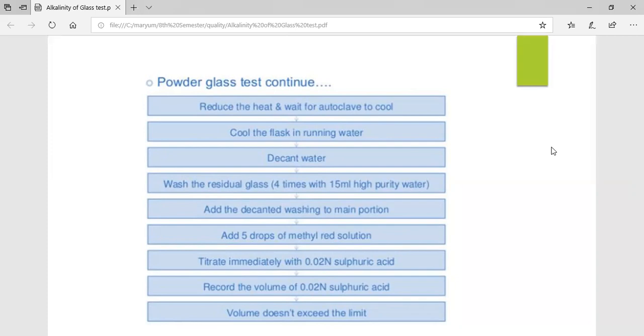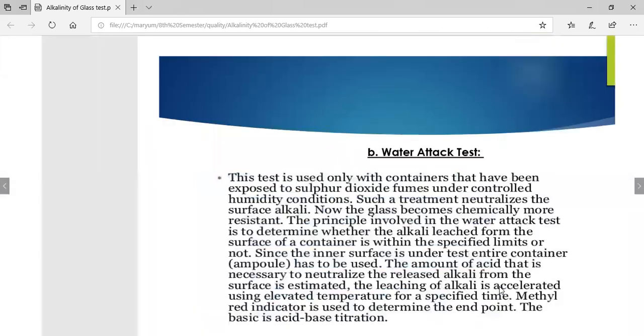Then we will add about 5 drops of the methyl red solution to the decant and residual glass pure water, and we will perform the process of titration with the 0.02 normal sulfuric acid, and we will record the volume of the sulfuric acid which is used to neutralize the color of the methyl red solution to colorless. That will determine the amount of the base present in the glass.